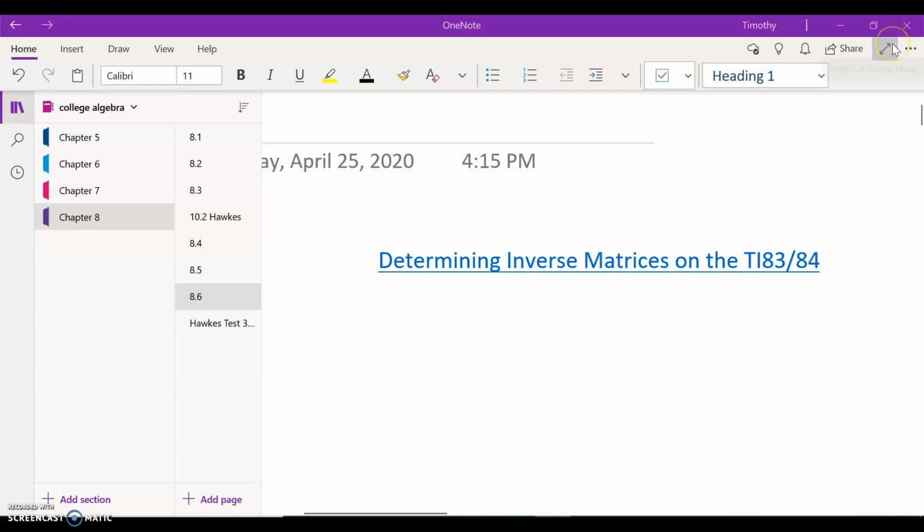Hey guys, so just so you know, we're going to do the inverse of matrices. However, I'm going to give you an online resource to do them because normally we'd use our calculator and I can't really explain it over calculator. You can look up this link right here if you want to.